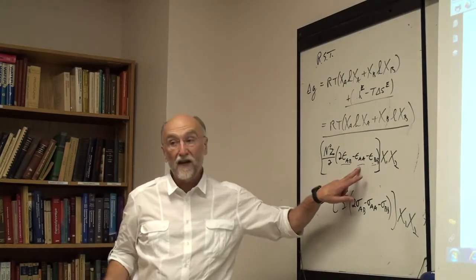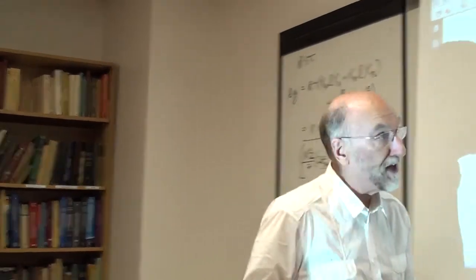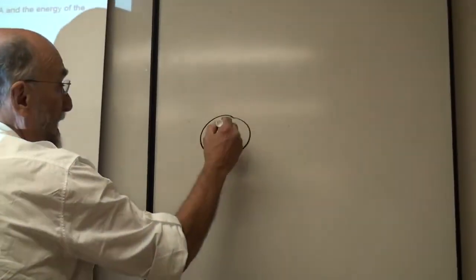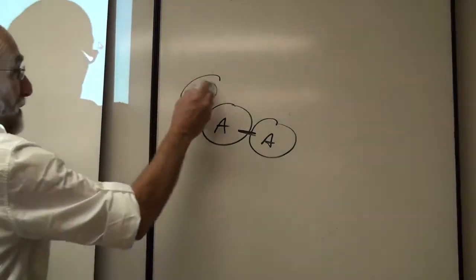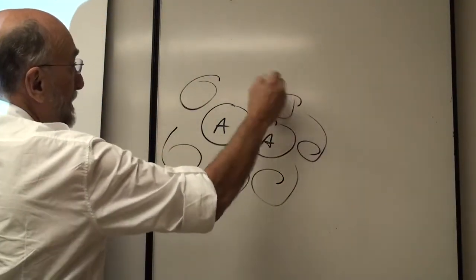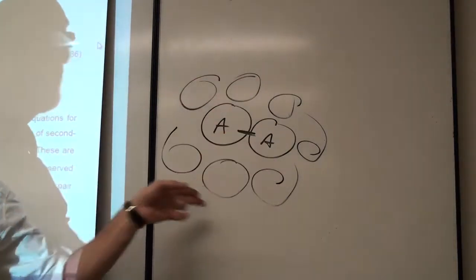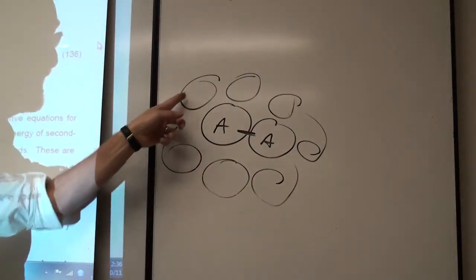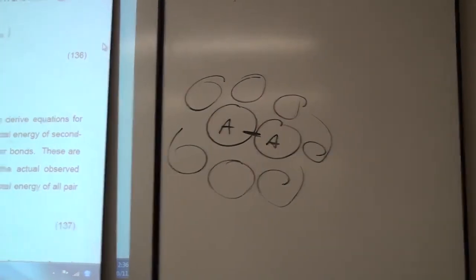In other words, the energy of an AA bond depends upon its surroundings. So here you have an AA bond, two A atoms, and this is the energy of the AA bond. But surrounding that are other atoms. Now this regular solution model assumes that the energy of this bond is independent of its surroundings. But in reality, if it's all surrounded by A's, it's going to have a different energy than if it's surrounded entirely by B's. And we can assume to a first approximation that it varies, say, linearly.